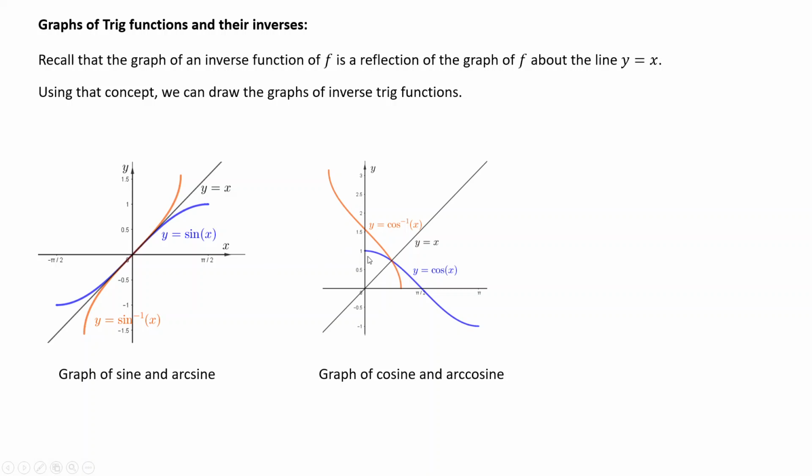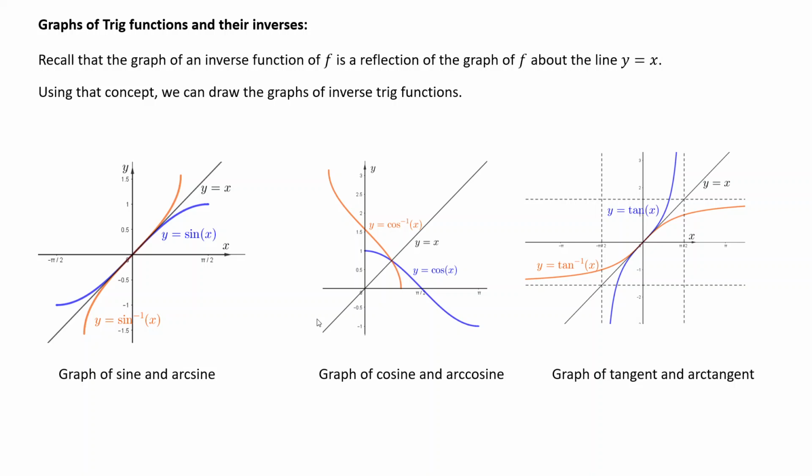So y equals cosine x on the domain x equals 0 to x equals pi looks like this, and its reflection about the y equals x line looks like this. The orange one is the graph of cosine inverse x. And finally, I got the graph of y equals tan inverse of x, based on the restricted domain graph of y equals tangent x from negative pi half to pi half. The concept is similar: reflect about y equals x.